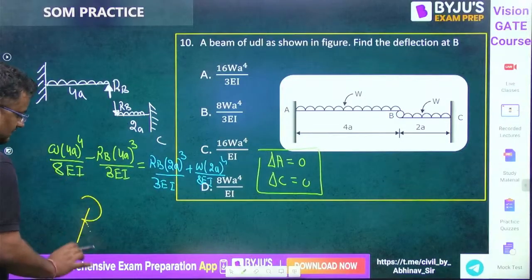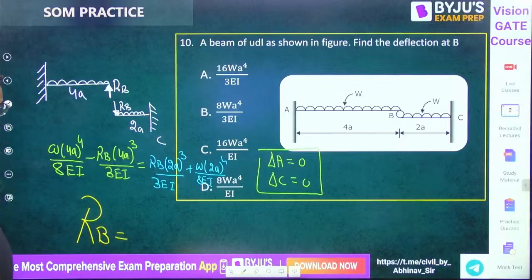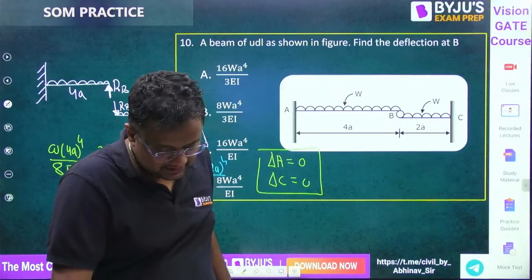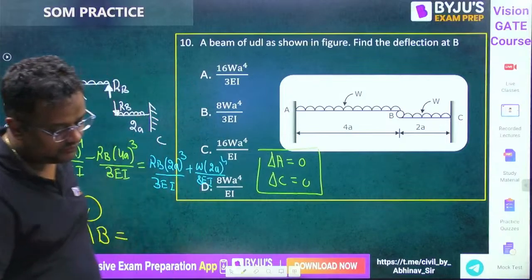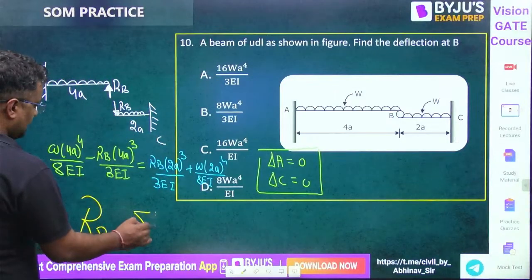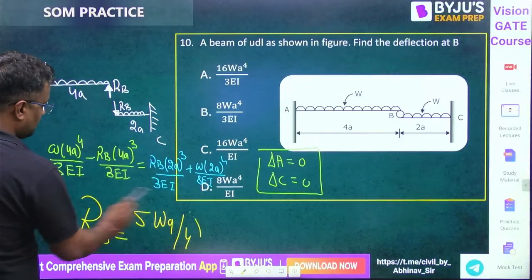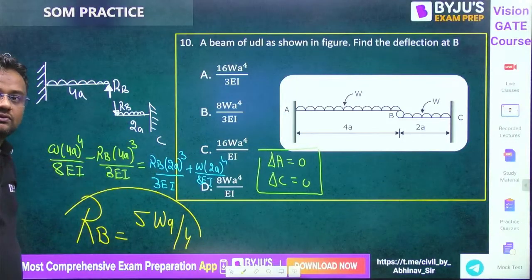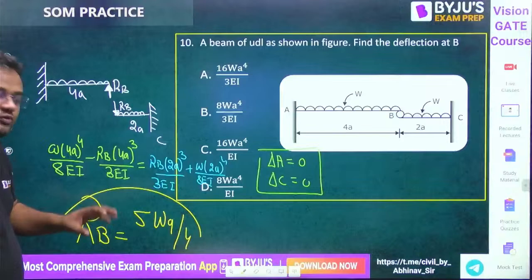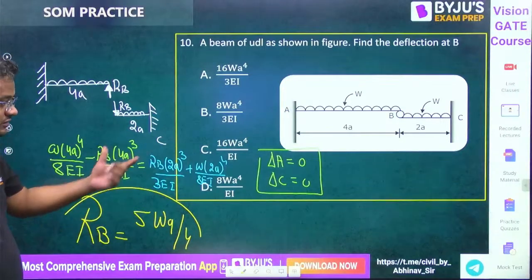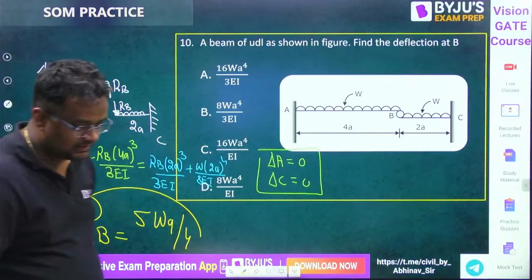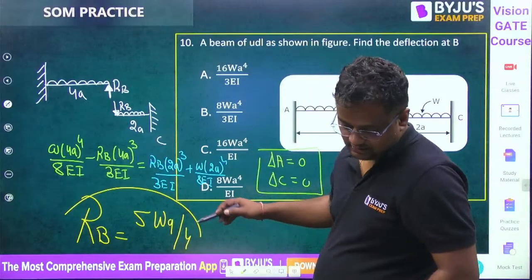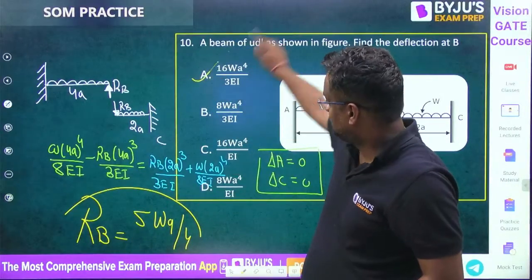From here, find the value of RB. From here, the RB value you are getting as कितना आ रहा है सर? 5WA by 4. 5WA by 4. Now deflection at B point, either you put here or here, RB value. Either you put here or here. Both are equal na yaar. So either you put here or here. The deflection value is coming to be 16WA. Okay, that is option number. कौन सा है? Option number this.